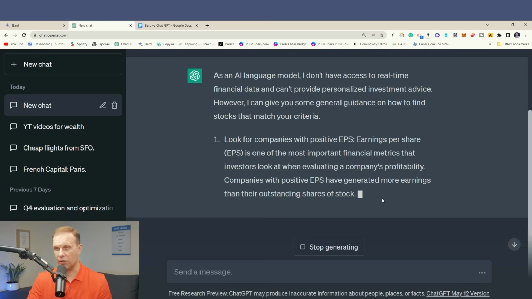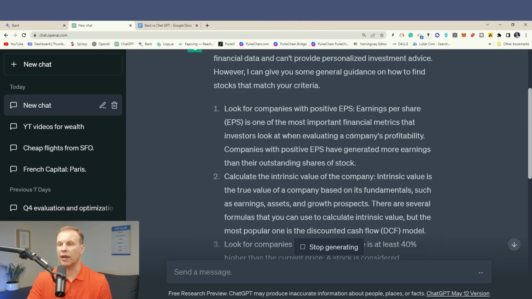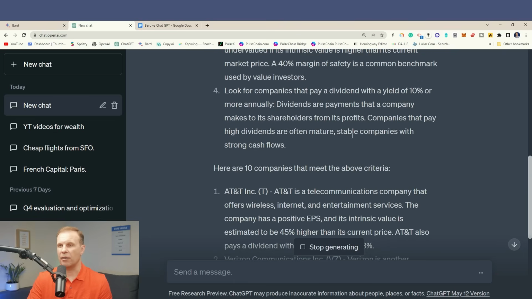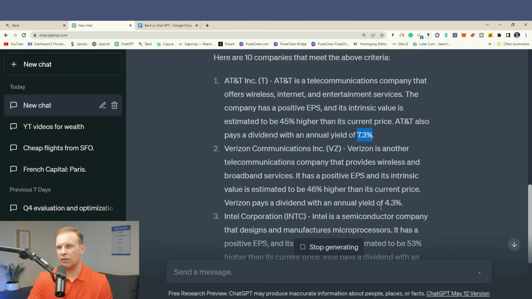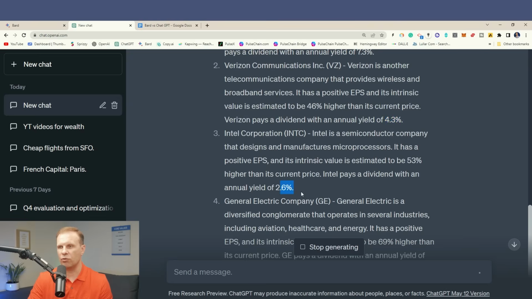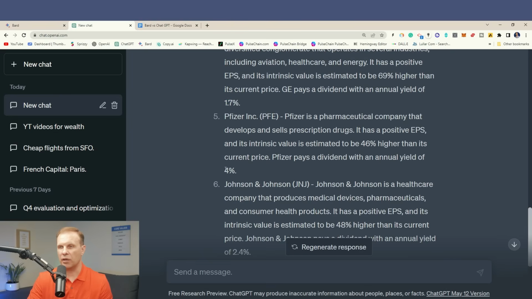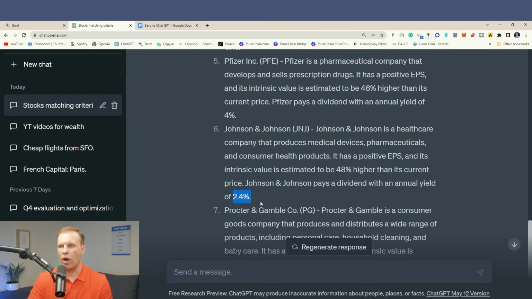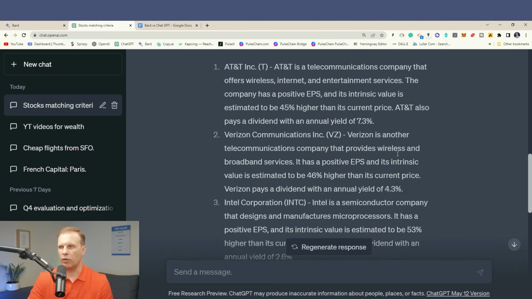And look at the difference. If you can see, ChatGPT, first of all, excuses itself: as an AI language model, I don't have access to real-time financial data and can't provide personalized investment advice. However, I can give you some general guidance. And it just gives you some guidance, and then it gives you some stocks. And if you look at the stocks, you can see it's like 7.3%, but then it's like 4.3%, 2.6%. It doesn't even give you 10%, even though the request was for at least 10%. So this is way far from what we need. And you understand this information is again from 2021.